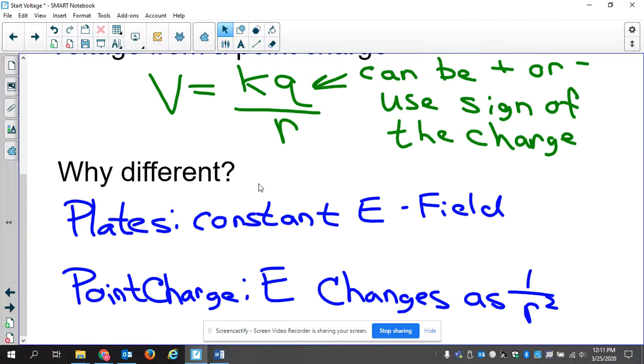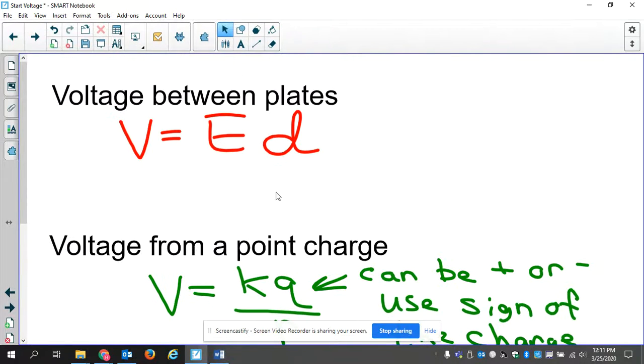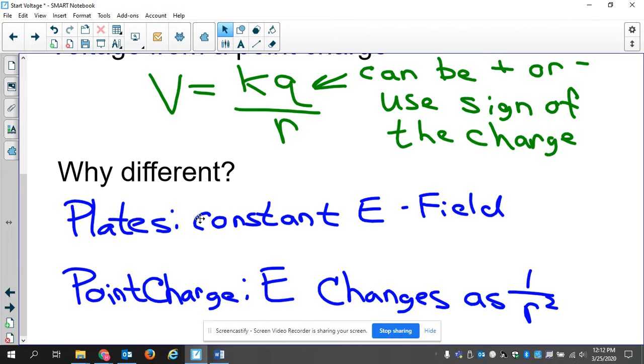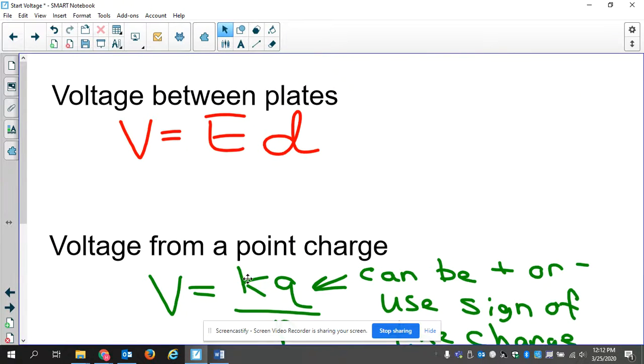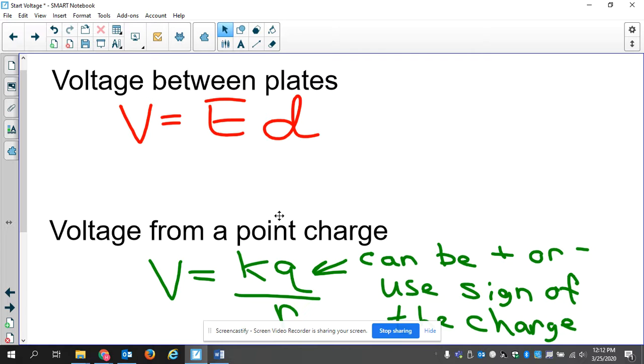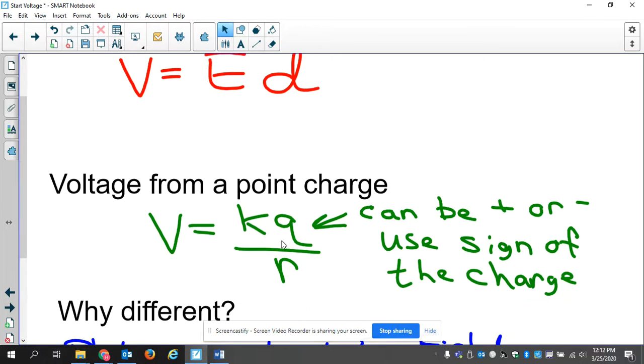And the reason those two equations are different between the plates and the point charge is because the plates utilize a constant E field, which we saw in our last drawing. All the field lines were spaced evenly. And for point charges, the E field varies as 1 over r squared, which explains why the electric field is not consistent in that case. And so those are the two equations you need for any voltage problem you're going to see. And you just have to recognize the difference between whether it's between plates, where the field is constant, or whether it's from a point charge. As long as you can tell the difference, you should be fine.